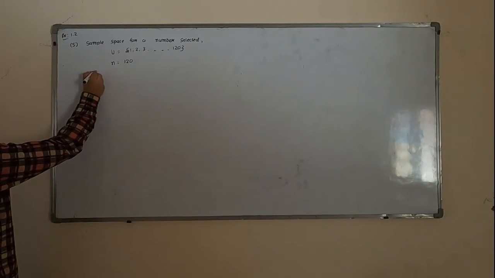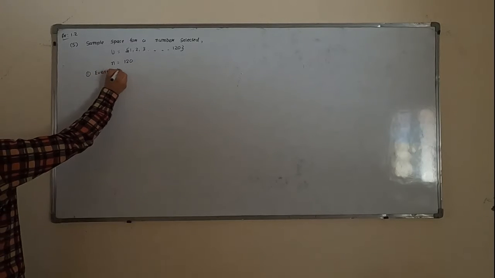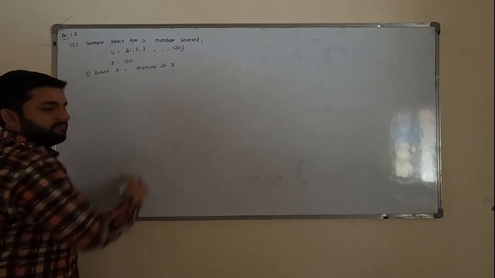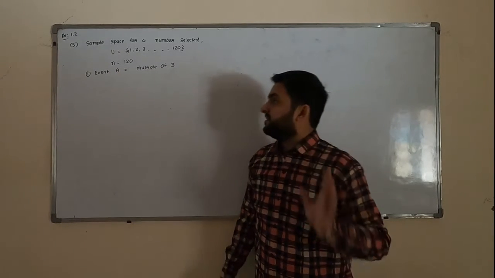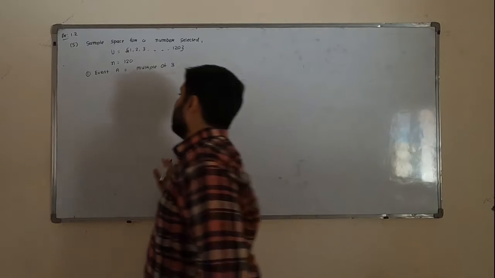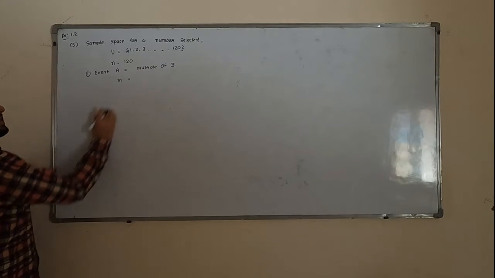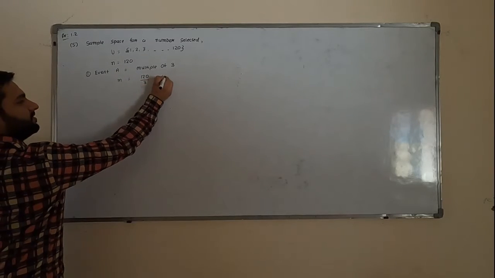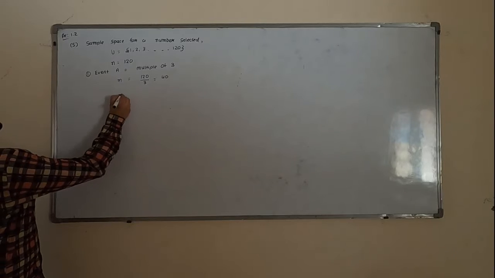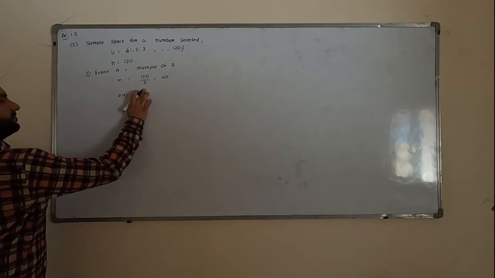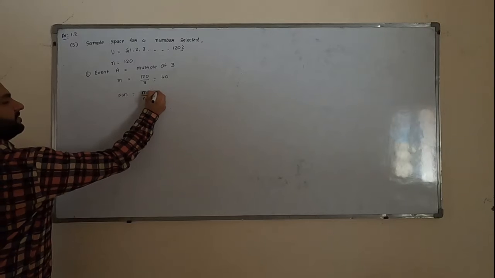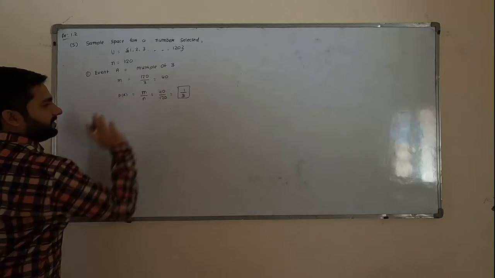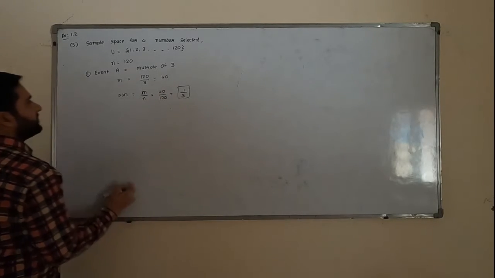Now number 1, event A, multiple of 3. So friends, when they are asking multiple or divisible, always do the division, because the elements are not possible to write directly. 120 is the total number, divided by 3, so 40. So P of A is equal to m by n, 40 by 120, which will be equal to 1 by 3. We will cut it by 40: 40 times 3 is 120.